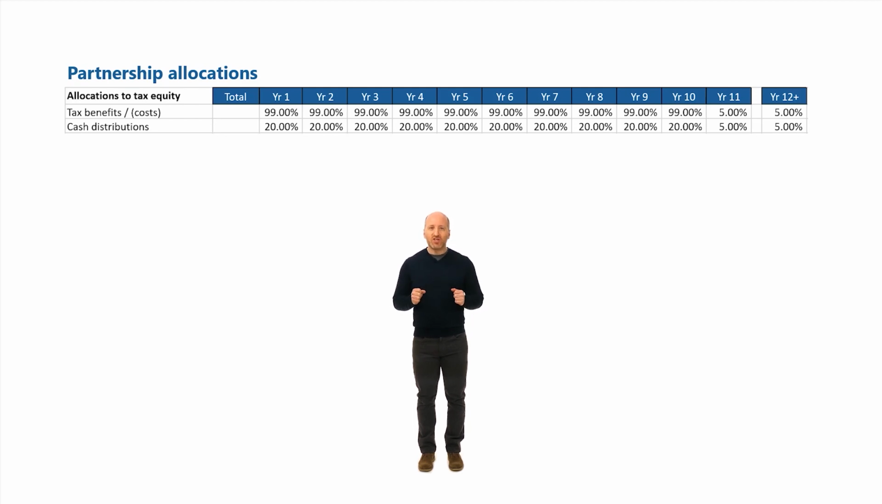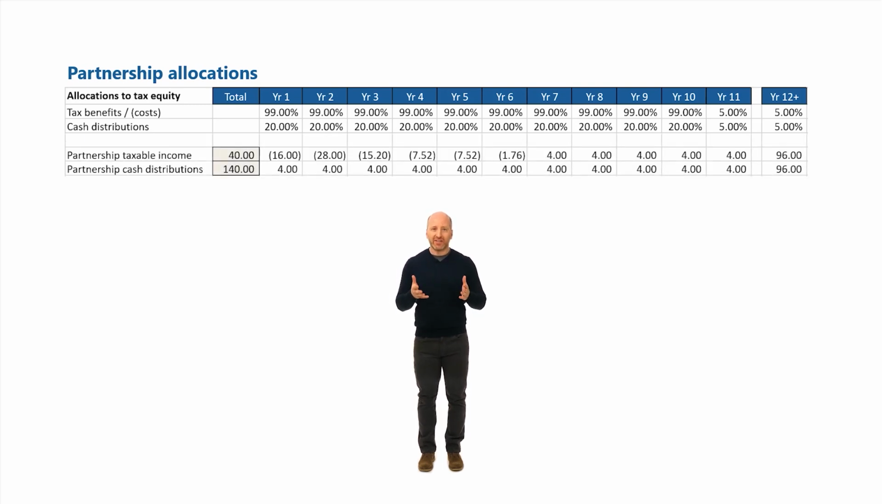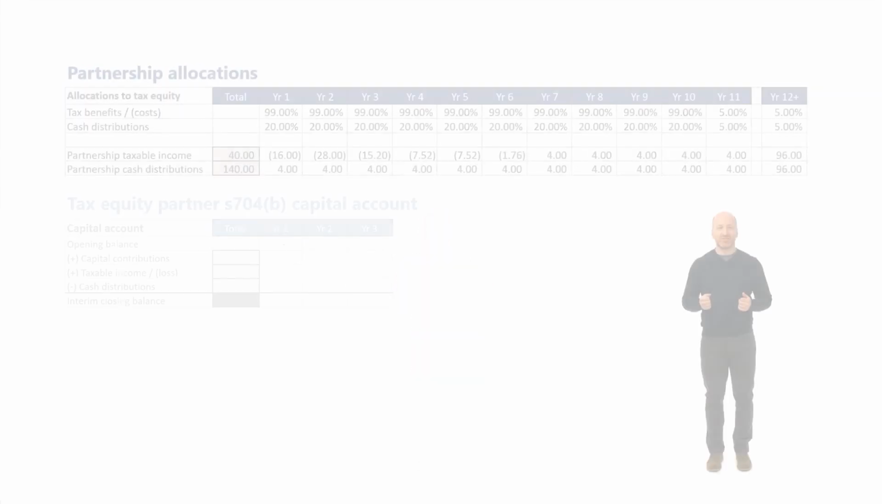The total partnership taxable income, or loss, and the cash distributions for the partnership that we calculated earlier are also shown right here on the screen, with a total income of $40 million over the life and distributions of $140 million over the life. Now, we need to allocate these losses and distributions into capital accounts in order to prove that one partner doesn't take out more from the partnership than they're permitted to take out.